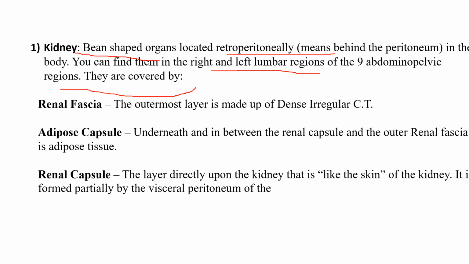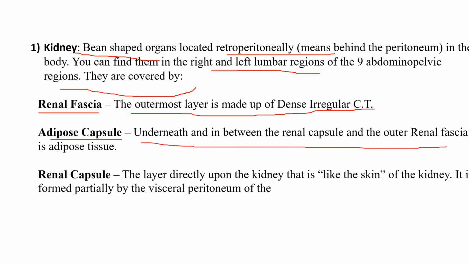And they're covered by a fascia, which is the outermost layer, made up of dense, irregular connective tissue to protect it. And then there's an adipose capsule for further protection underneath and in between the renal capsule and the outer renal fascia, protecting the kidneys, because they're right up against your body wall and they're very susceptible to damage. The renal capsule is the direct layer upon the kidney.